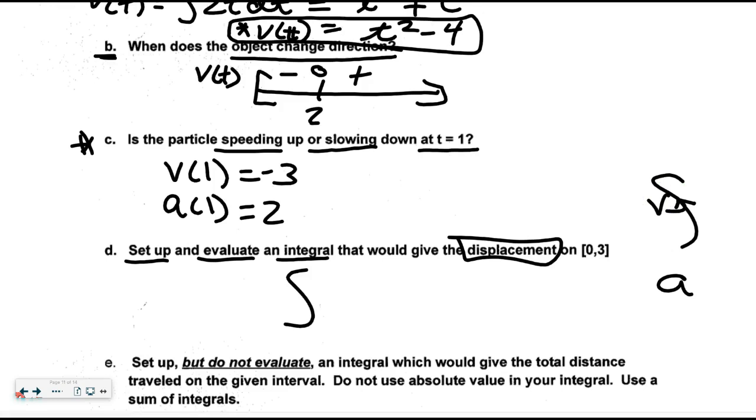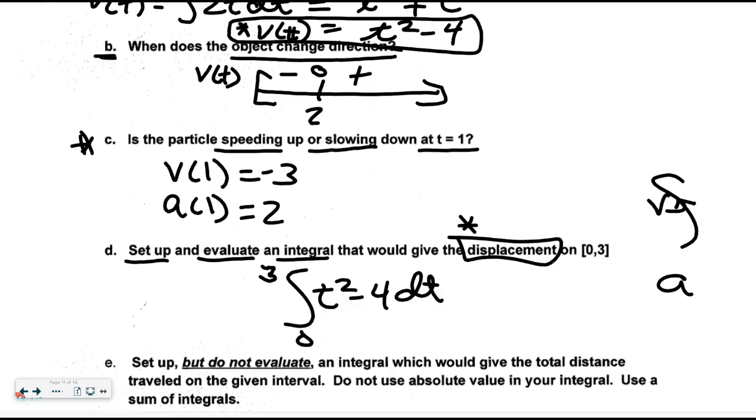What will I integrate, though? Be very careful. T squared minus 4. Yep, I'll integrate that velocity. Does it need absolute value bars? Nope, it won't. This says displacement. I could change a word, though, and then I would need absolute value bars. Total distance traveled. Excellent. All right, so this will be the setup of the integral. That'll give you the displacement.